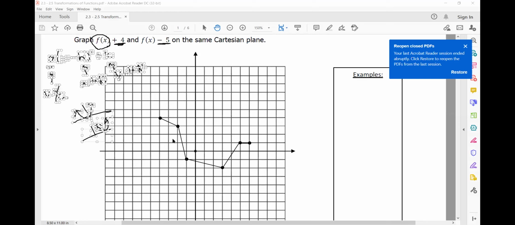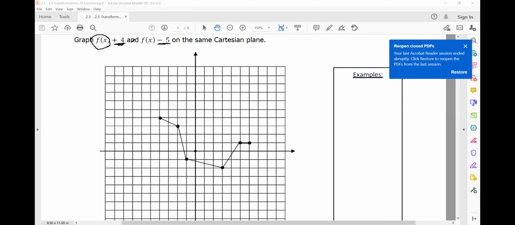When there is a number that is adding or subtracting to the function outside of the function, we are going to move the entire function up or down. So if this is f of x, I'll do the first one in red. This accuracy point for f of x plus 4, the y value is going to be increased by 4. 1, 2, 3, 4. This one, 1, 2, 3, 4. This one, 1, 2, 3, 4. Bottom point, 1, 2, 3, 4. And the pattern continues.